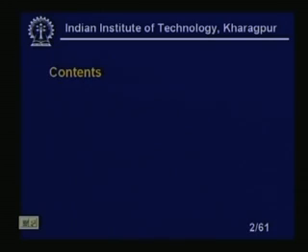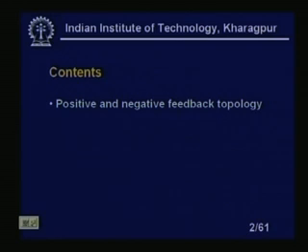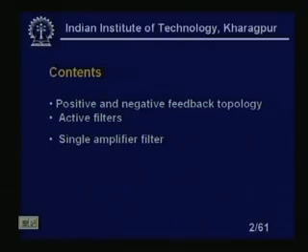Contents of these lessons: positive and negative feedback topology we will discuss. We will discuss the active filters, single amplifier structure. So, it does not matter if the sensitivity parameters are high, because I have exactly designed the resistance value and capacitance value. So, even though sensitivities are high, I will get the desired value of the filter parameters omega p, Q p, omega z, Q z and capital K.